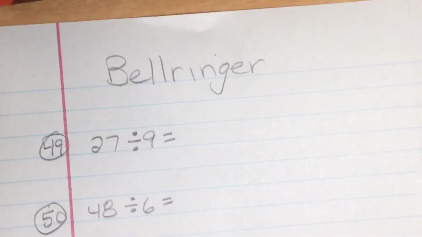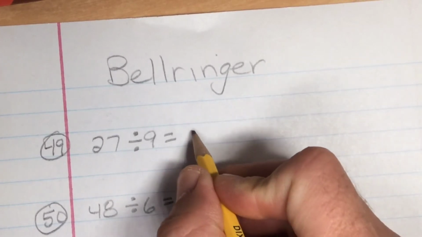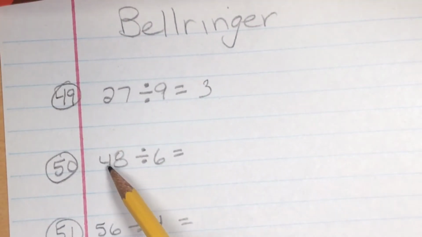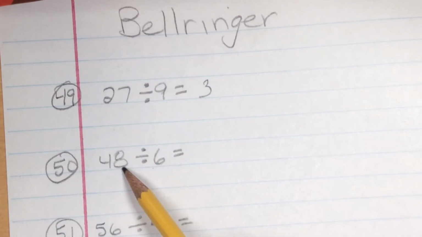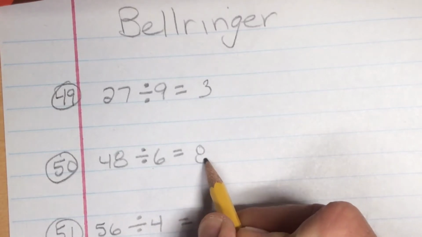Okay, and for the answers to the bell ringer, for 49, we have 27 divided by 9. Well, I know that 9 times 3 equals 27, so 27 divided by 9 equals 3. For number 50, 48 divided by 6. 6 times 8 equals 48, so 48 divided by 6 equals 8.